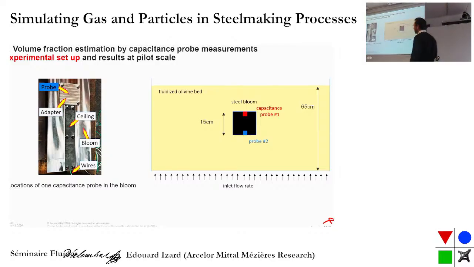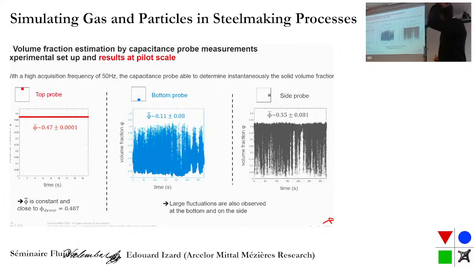Then we have instrumented the bloom. So we have the capacitance instruments that are embedded inside the bloom, and you see the cables are crossing on the side so that it does not modify the flow close to the area where we measure. And we can put different probes. So we can put the probe on the top or on the bottom, or we can rotate and look on the sides. So we have done that.